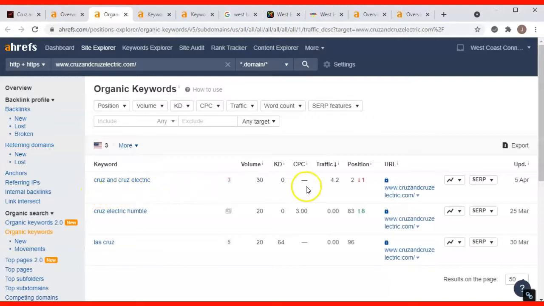Cruz and Cruz Electric. You're getting four searches a month from that. Cruz Electric, Humble, and Las Cruz, and that's pretty much what you're ranking for. So no really buyer intent keywords. I mean, if people are looking for Cruz and Cruz Electric, they're coming after you anyway.